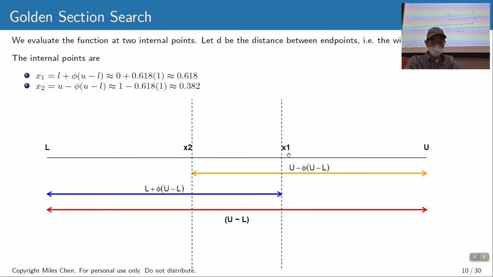Okay, so this point x1, my first inner point, is going to be the lower bound plus phi, or 0.618, times the distance between u and L, the upper and the lower. So I'm going around 62% of the way from the lower bound to the upper bound. And then if I go from the upper to the lower bound, I'm going to go 62% of the way from the upper bound to the lower bound, so I'm going to do u minus phi times (u minus L). All right, is that okay?